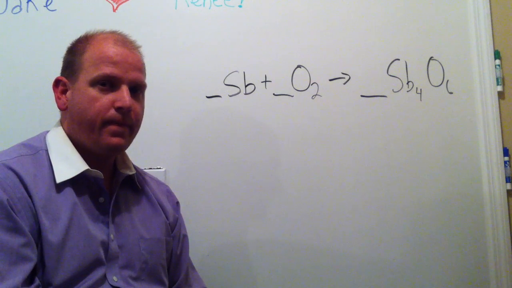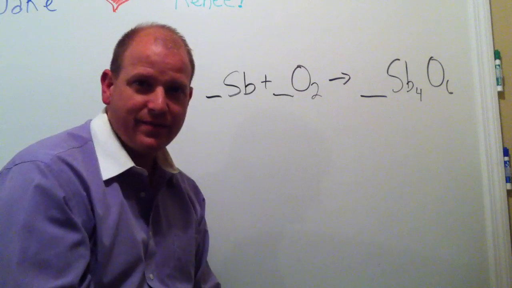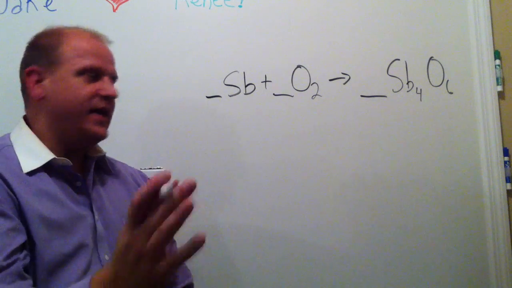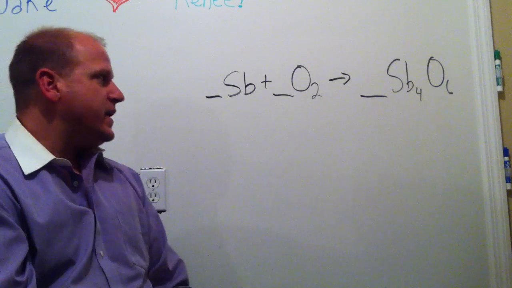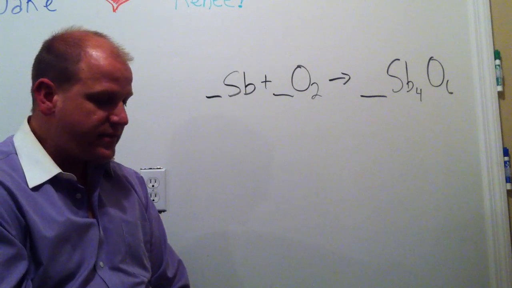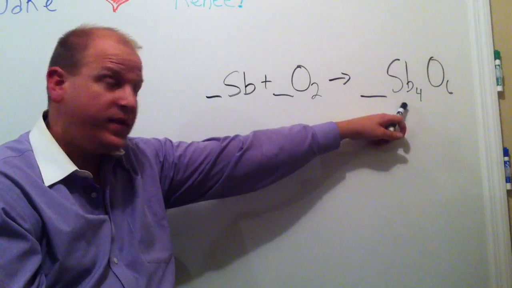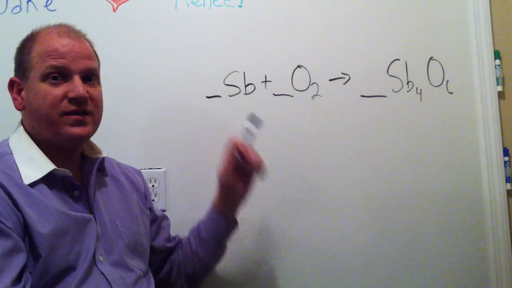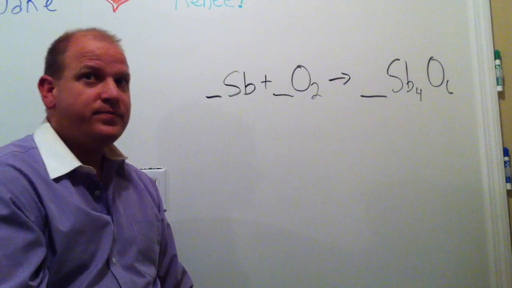Okay, welcome back. It's nice to have you back. I'm glad you pushed pause. So let's take a look at our SB, whatever that is. So right now I've got 1 SB on my reactant side. I look over on my product side. I've got 4 SB on my product side. So what do I multiply this single SB by to get 4?